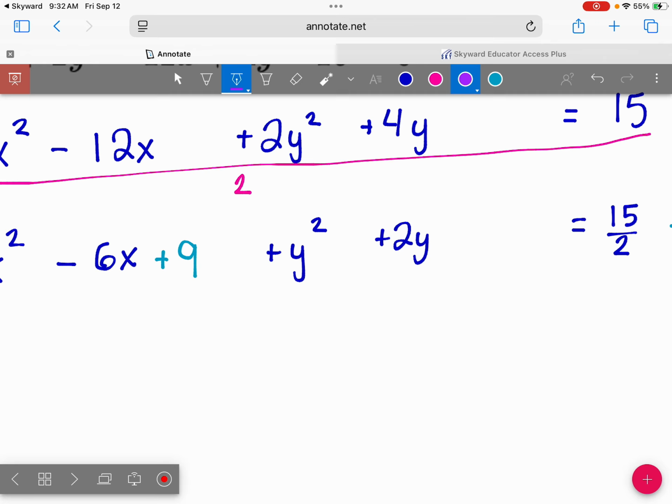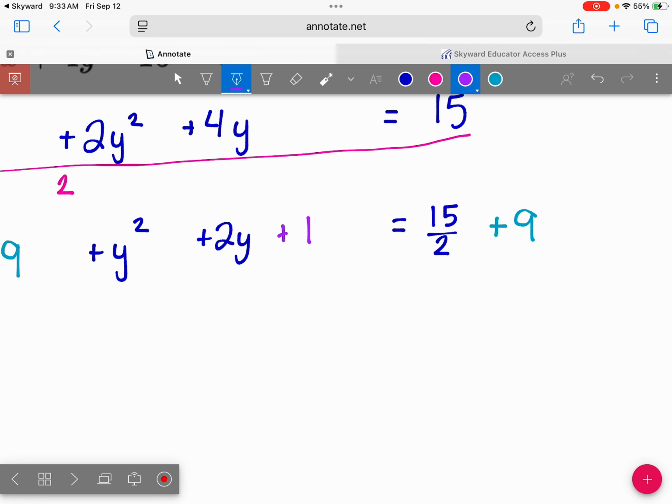What am I adding into my y's to make this a perfect square? 1. 2 divided by 2 is 1, and 1 squared is 1. So it's our b divided by 2, squared. So we're going to add 1 here, which means I also need to add 1 over here because I've got to keep my equation balanced. I can't just randomly add 1 to the left side, or my equation's no longer balanced.